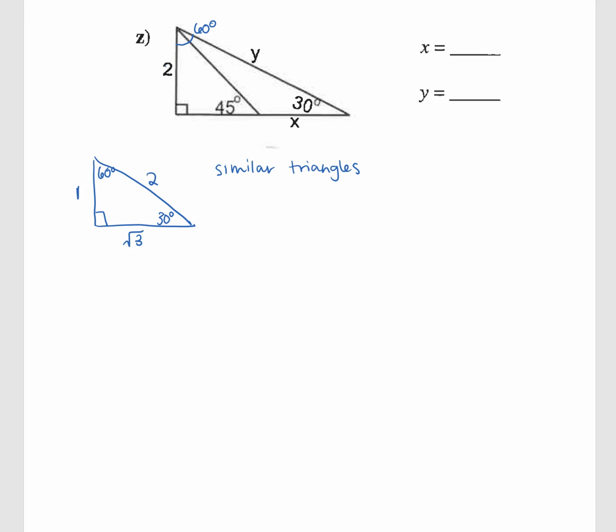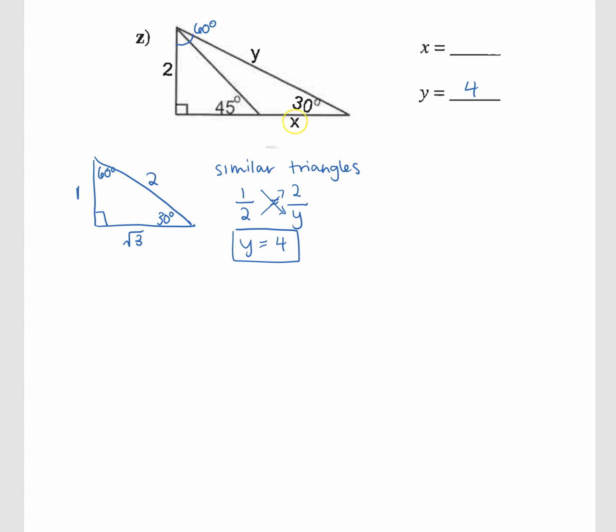So we can say that 1 over 2, this side over this side, should equal 2 over y, this side over this side. Okay, and so now you can just cross multiply. 1 times y is y, 2 times 2 is 4, and we get that y is equal to 4. Put that up here.